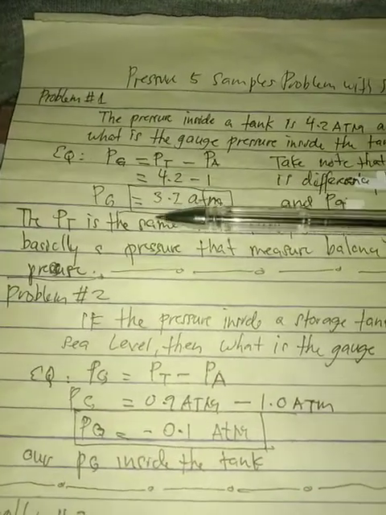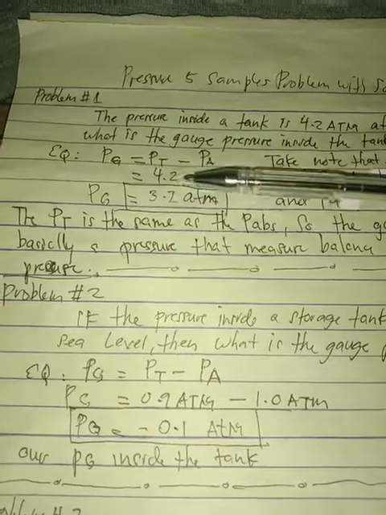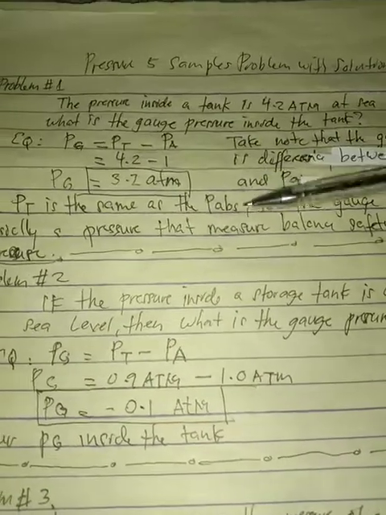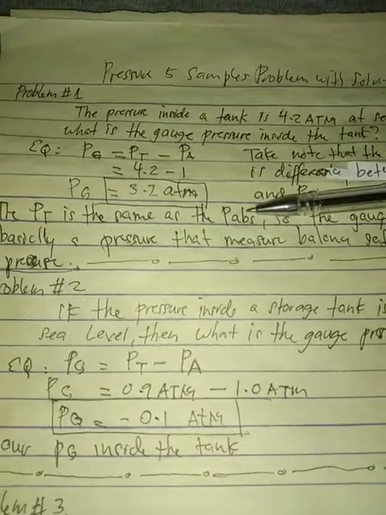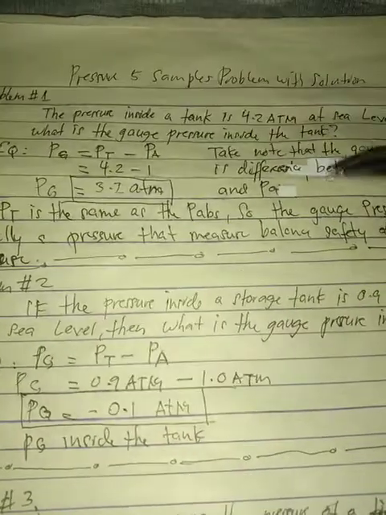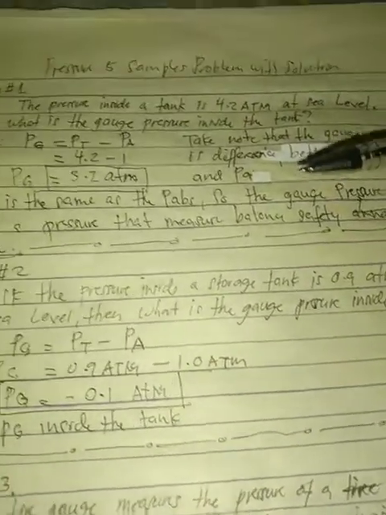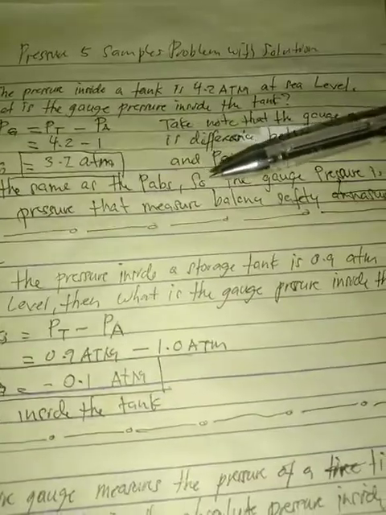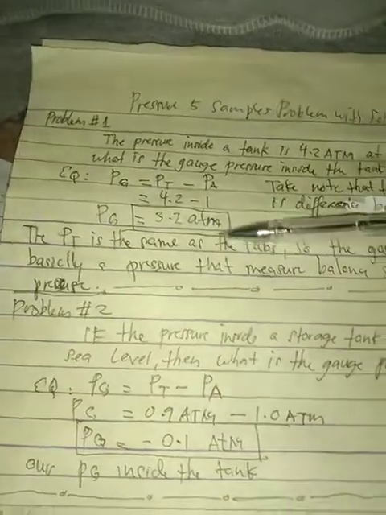So the next, the absolute pressure is the same as the absolute pressure. So the gauge pressure is basically a pressure that is measured, a measured pressure.